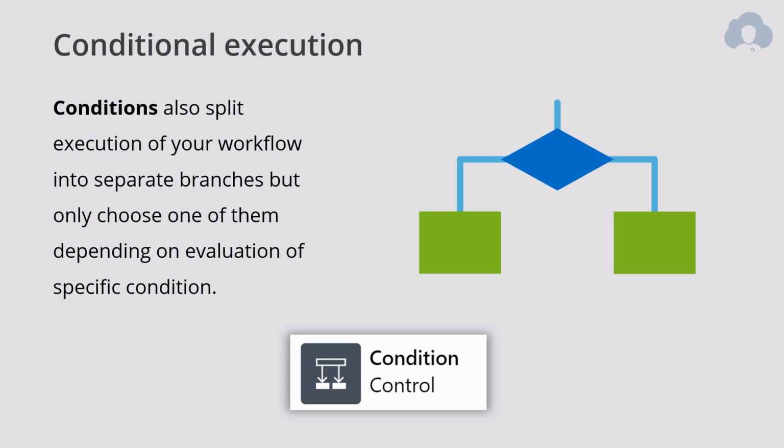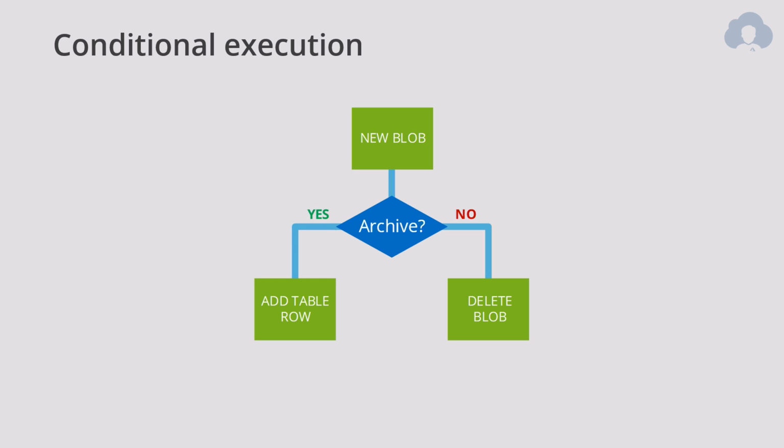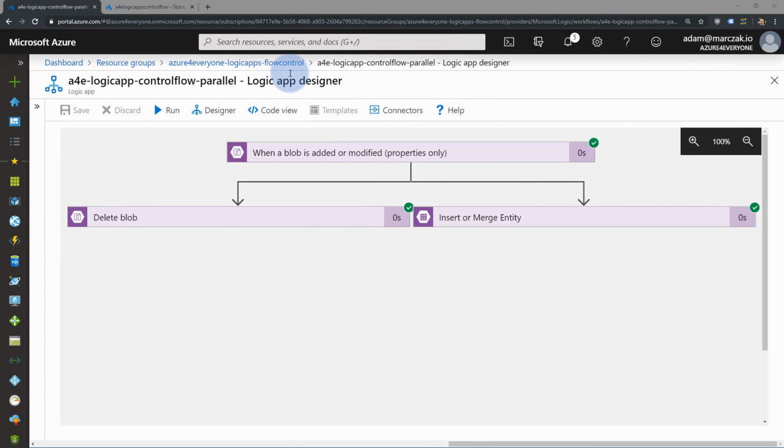So if you have those 2 parallel branches, if you want to choose only one of them depending on some sort of condition, this is called condition. Condition is part of the control action group, and it's one of the actions. The demo that we're gonna do right now is whenever a new file comes in, if it's an archive, we want to add this table row. If it's not, we want to delete the blob. So let's go back to the portal.